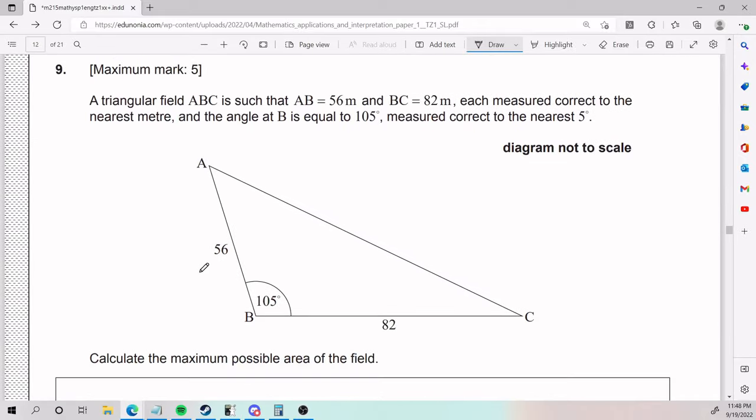Awesome, possum. Number 9. A triangle field ABC is such that AB is 56, BC is 82, each measured correct to the nearest meter, and the angle at B is equal to 105, measured correct to the nearest 5 degrees. We need to calculate the maximum possible area of the field.